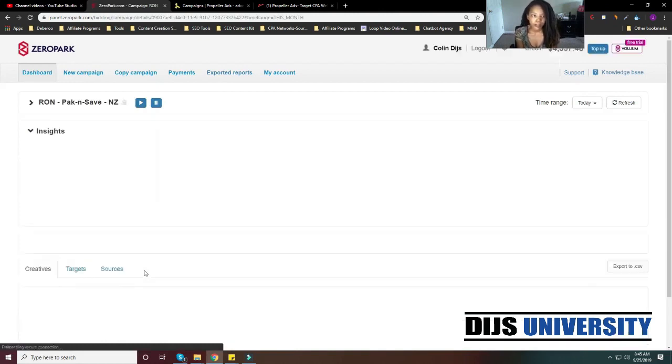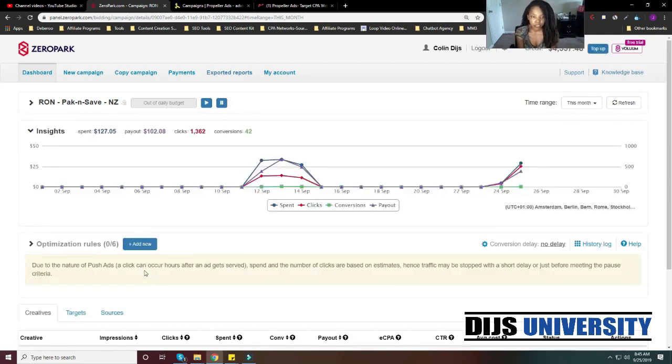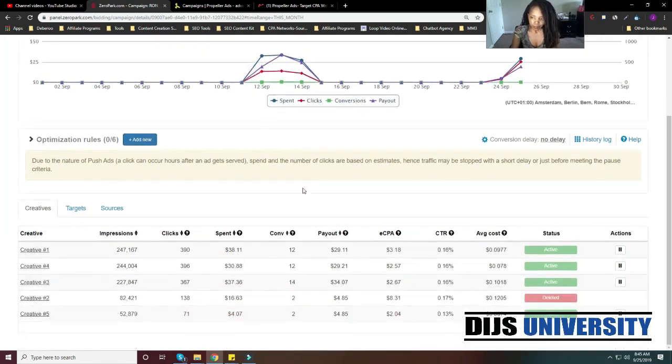So this is going to be the insight for our run of the network, which means we are buying all of the traffic from this geo, from all of the sources and targets. And that's pretty much what Zeropark calls their publisher feeds or whatever have you in their zones. Whenever you want to set up optimization rules, you have to come into the campaign to do it. And just because I know you guys are interested, here's how the campaign is running right now.